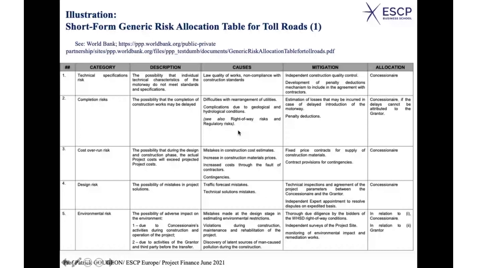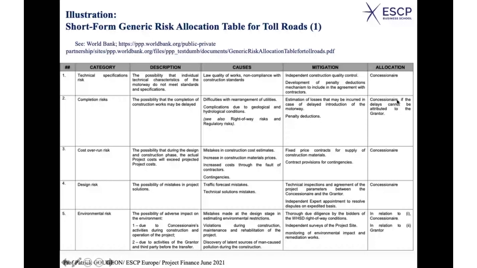Well, the mitigation: estimation of losses that may be incurred in case of delayed introduction of the motorway, penalty deduction, as we say. Who is responsible? Either the concessionaire, the project company, if the delays cannot be attributed to the grantor. Maybe the delays are attributed, for instance, to the state entity which is behind the project. In this case, well, the project company would not be exposed to the risk, and so on and so on.